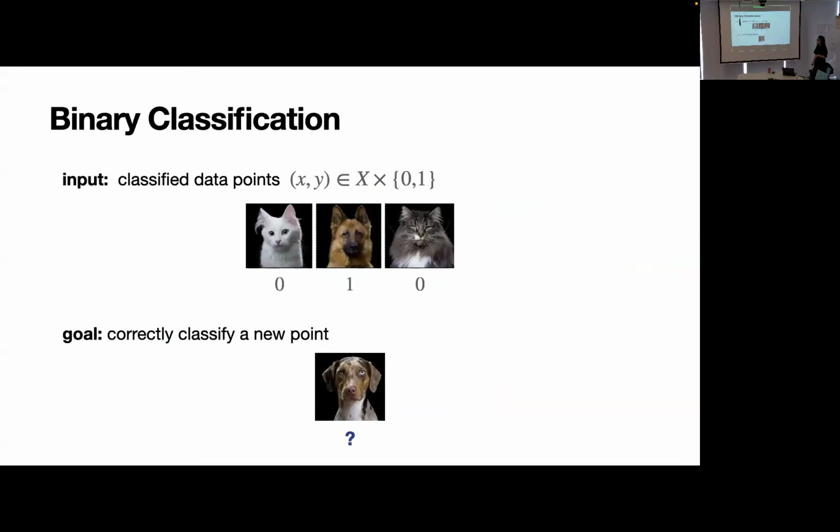Okay, so binary classification, I'm sure you all know, is a very standard problem. We're given as input a bunch of classified data points, X and Y, where X can be images of cats and dogs, and Y is the label, so 0 if it's a cat and 1 if it's a dog, for example. Then we get a new image, and we want to classify it correctly.